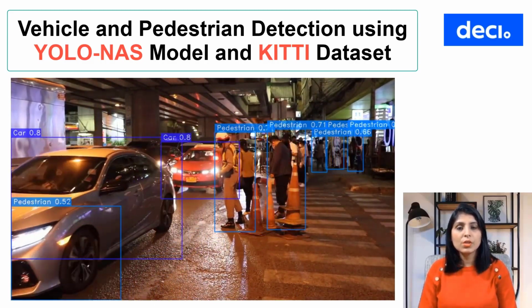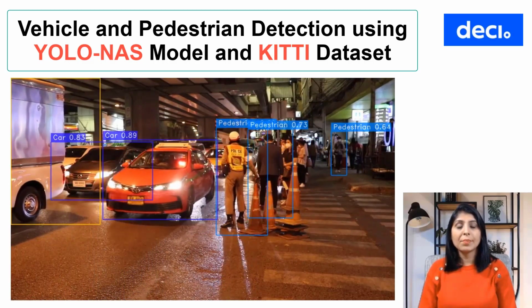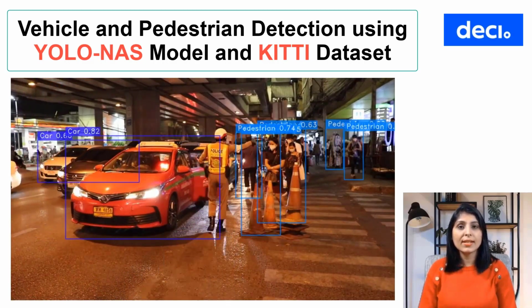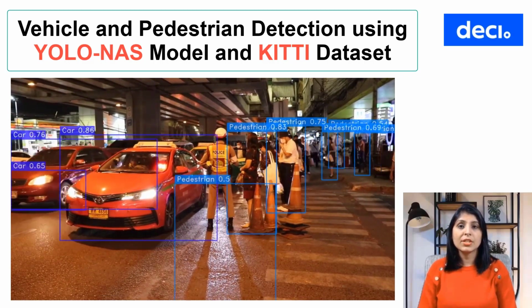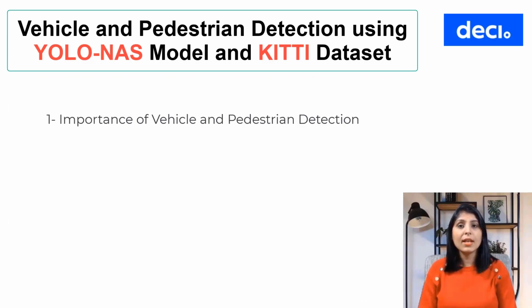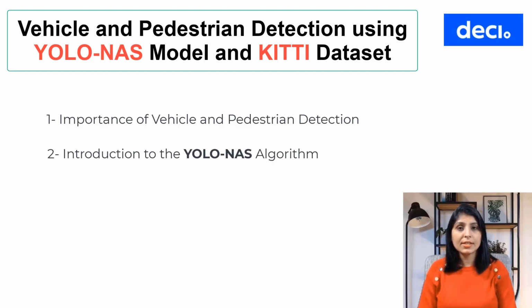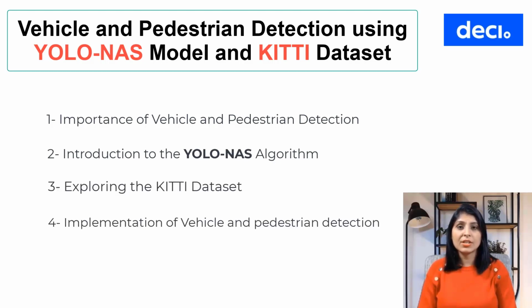So guys, in today's video we will perform vehicle and pedestrian detection using the YOLO-NAS algorithm and the Kitti dataset. But before moving to the practical implementation, let's understand why vehicle and pedestrian detection is important. Then we will discuss the YOLO-NAS algorithm and the Kitti dataset in brief. After that, we will make our vehicle and pedestrian detection application.